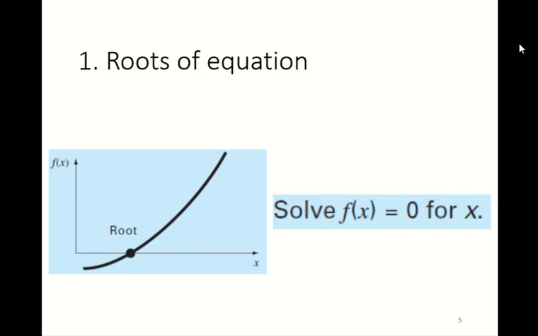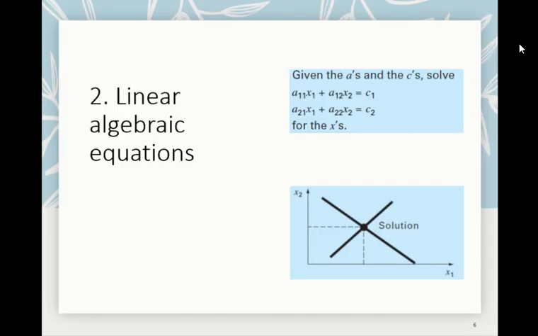So for example, when we are finding the root of the equation, we are trying to find out what? When the equation will become 0. Which value will give the answer equal to 0. Then we have the system of equations to be solved, where we are trying to find the points where the equations will intersect.